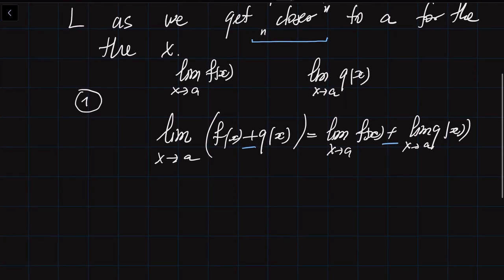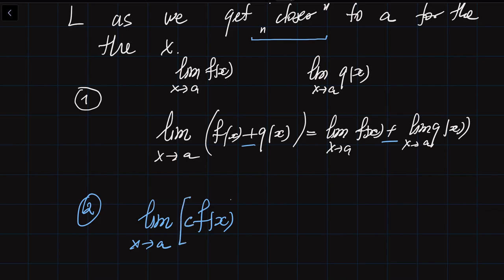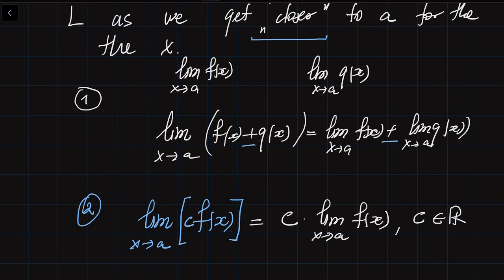So there is a second rule of limits. If you know the limit of f of x when x goes to a, and you would like to find the limit of the function multiplied by some constant, you can take this constant out of the limit. So it is going to be the constant times the limit of f of x when x goes to a, where c is some constant.